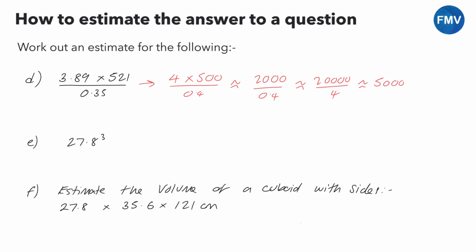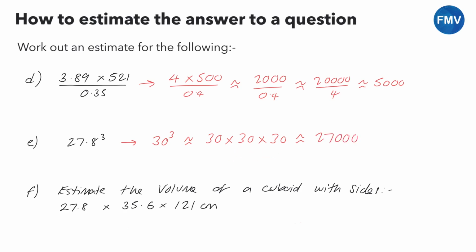So next question, we are looking at rounding that to 30 cubed. So that is approximately 30 by 30 by 30. 3 times 3 times 3 is 27, multiplied by 10 by 10 by 10 gives me 27,000.